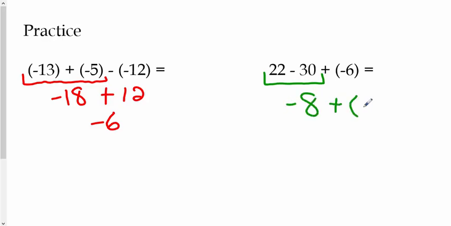Negative 8 plus a negative 6. I'm at negative 8. I'm adding a negative 6. If I add a negative, I also move to the left, so I end up at negative 14. And that's how we add and subtract integers.